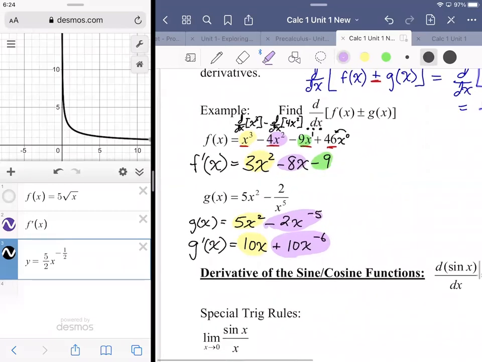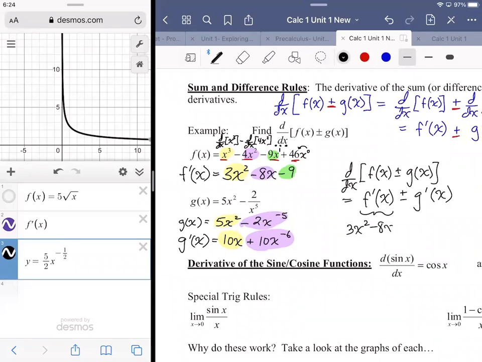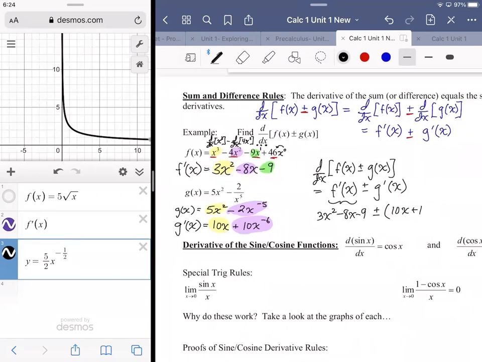So then if I need to figure out d dx of f of x plus or minus g of x, we're saying that that's the same as saying f prime of x plus or minus g prime of x. I'm going to take my f prime answer, 3x squared minus 8x minus 9, plus or minus my g prime of x, 10x plus 10x to the -6.